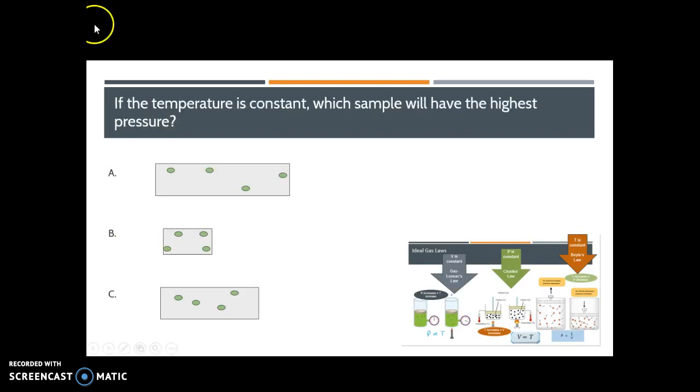Right, so in this situation, the temperature is constant. So if the temperature is constant, which sample will have the highest pressure? In other words, it's comparing the volume to the pressure. And again, temperature is constant. That's Boyle's Law, and those are opposites. So that means if we want something with a high pressure, what do we need? Do we need a high volume, the same volume, or a small volume?